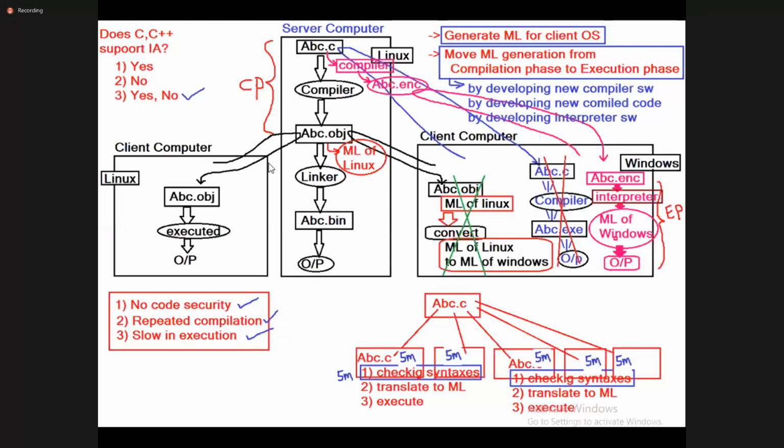And then it executes and gives the output. So for moving machine language generation from the compilation phase to the execution phase, I need to do a total of three changes. Number one, the compiled code should not be machine language code. Number two, now you have to translate that code to machine language code.